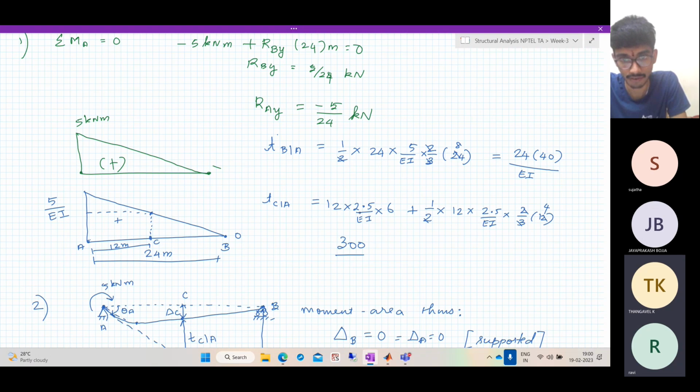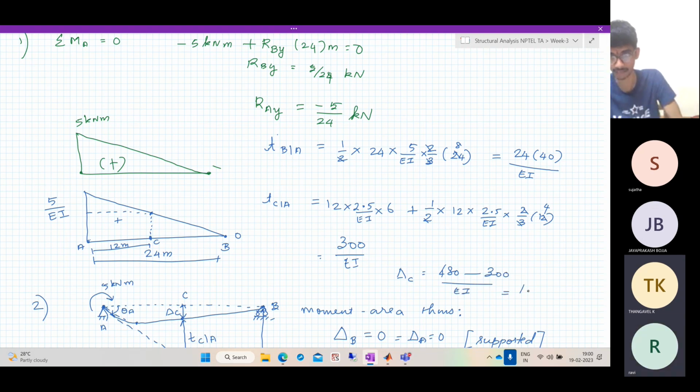So this is 12. I hope I'm right. 12 into 15 is 180, yes. And so this is 300 by EI. And delta C, what does it say? Delta C is t_BA by 2. So it is 12 into 40, which is 480, minus 300 by EI. So it is 180 by EI. So that's the right answer. So we have found delta C as 180 by EI in this case.